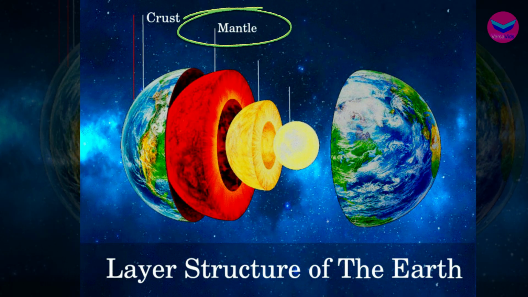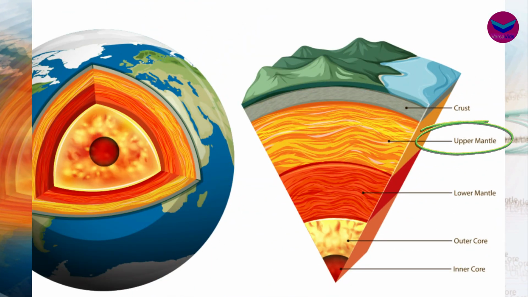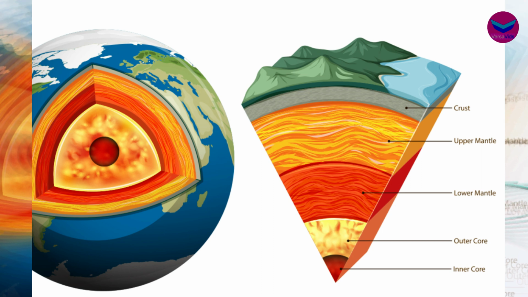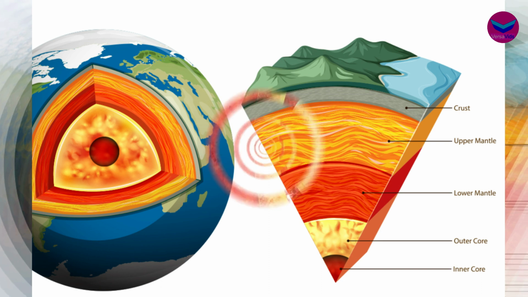The mantle is the middle layer of the Earth and extends from the bottom of the crust to a depth of about 2,890 kilometers. The mantle is divided into two parts: the upper mantle and the lower mantle. The upper mantle is composed of solid rock, but the lower mantle is thought to be partially molten. The mantle is the thickest layer of the Earth, accounting for about 84% of the Earth's total volume.